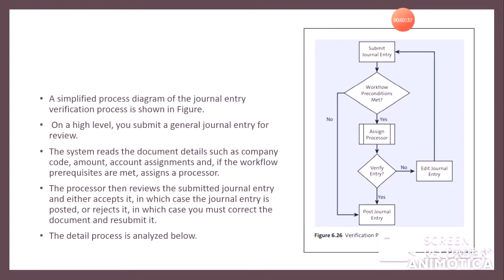The system reads the document details such as company code, amount, and account assignments, and if the workflow prerequisites are met, it assigns a processor. The processor then reviews the submitted journal entry and either accepts it, in which case the journal entry is posted, or rejects it, in which case you must correct the document and resubmit it. The detailed process is analyzed below.